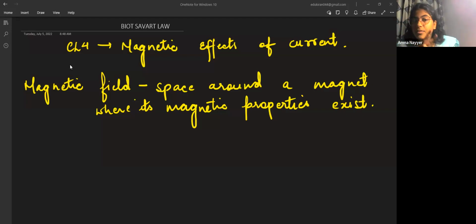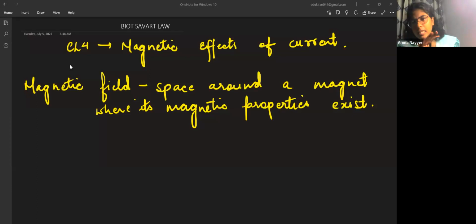Now see, if the charges are moving, a question arises: will they produce a magnetic field or not? The magnetic field concept was developed through Oersted's experiment and lots of other experiments, which you don't need to do now. It's there in NCERT, in your reference books, but it's not included now in your CBSE syllabus.